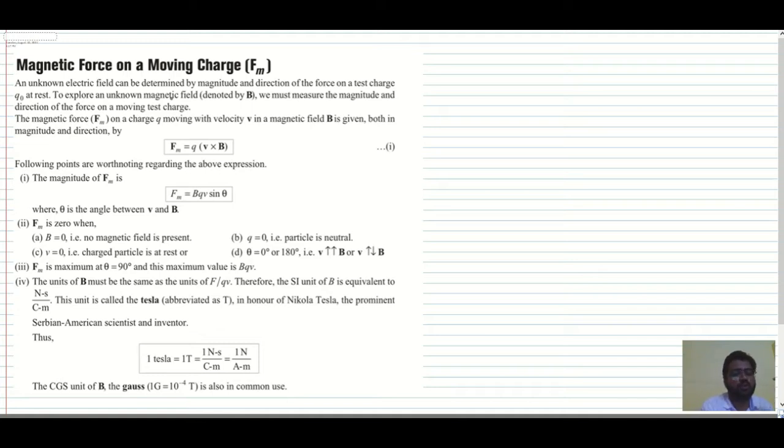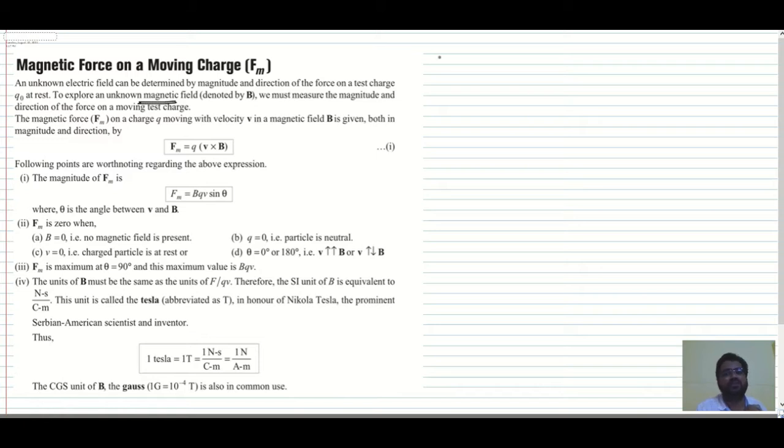To find the unknown magnetic field, we have to have the moving charge, isn't it? If a moving charge is there, then only magnetic force will act on it. If charge is at rest, then electric force will act on it, isn't it? So to find an unknown electric field, we can determine it by the force on a test charge. But to find the unknown magnetic field, we must measure the magnitude and direction of a force on a moving test charge. So this is the difference between the electric field and the magnetic field.